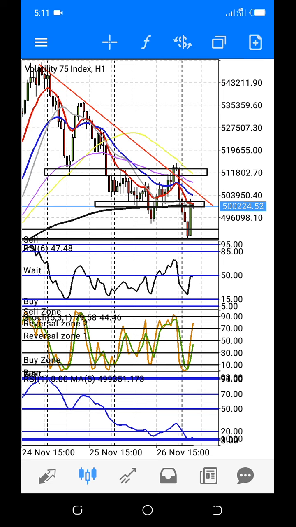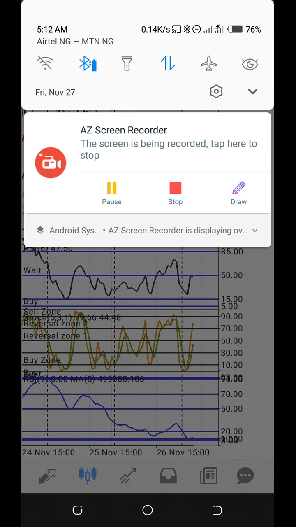Okay, I need to put my phone on airplane mode because I didn't even check. Messages will start coming. So let me do that now.